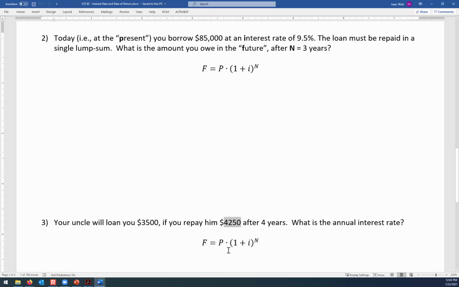And so then the only unknown in this formula is I, so we need to solve for I. Hopefully you've got an equation solver in your calculator, and if not, you can do this in Excel or iteratively just try a variety of different interest rates until you find the one that gives you the F you know that you should receive.